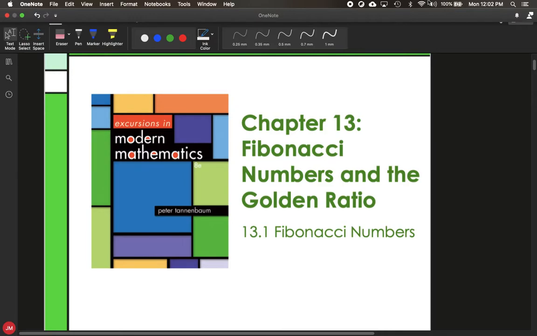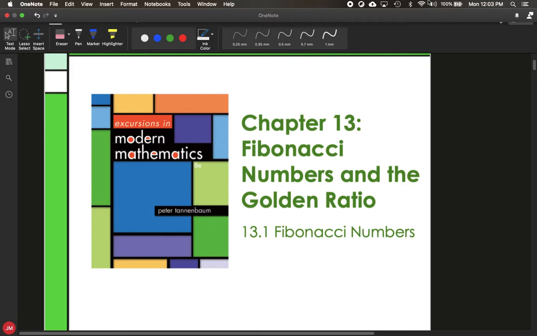All right, guys. So we are starting Unit 13 or Chapter 13 today, which is Unit 6 for us. In this unit, we're going to continue looking at some of the cool stuff of geometry, where it shows up in nature and things like that. We're going to look at it in the context of Chapter 13, talking about what are called the Fibonacci numbers and the golden ratio. So starting with section 13.1, the Fibonacci numbers.